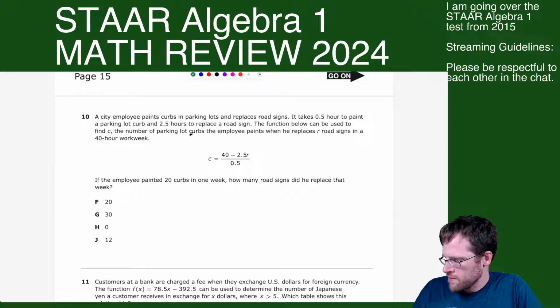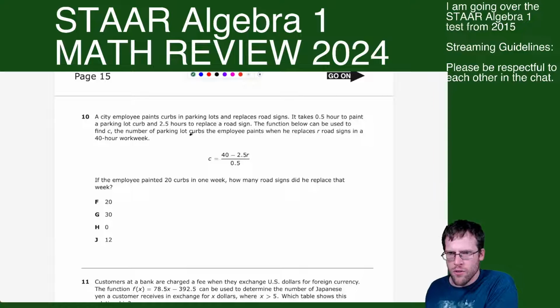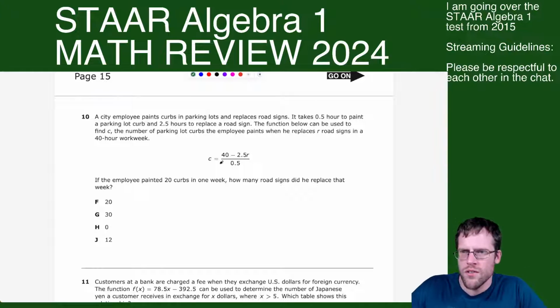So let's see. 10. We have a city employee who paints curbs in parking lots and replaces road signs. All right, so a lot of info here. A lot of, like I said, very wordy questions. The theme here: take your time reading these and really try to understand what's going on. So it takes 0.5 hours to paint a parking lot curb and 2.5 hours to replace a road sign. The function below can be used to find C.